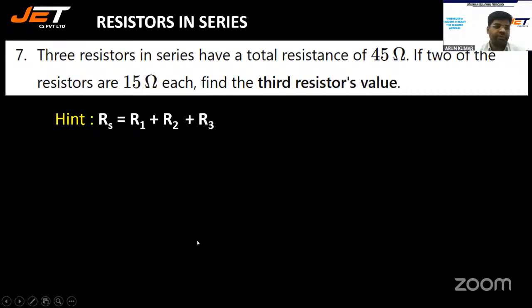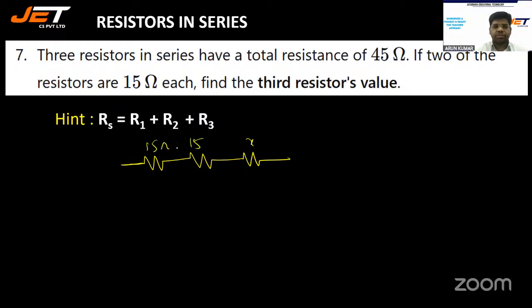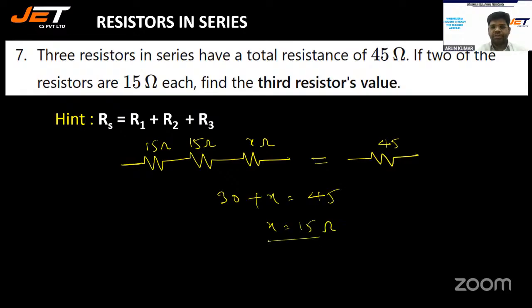Three resistors in series have a total resistance of 45 ohms. If 2 of the resistors are 15 each, find the third resistor's value. So I've got 2 resistors, 15 each. They are in series, right? 15, 15, X ohms. Now this is equal to 45. So I'll have 30 plus X is equal to 45. X is equal to 15. So X is equal to 15 ohms.